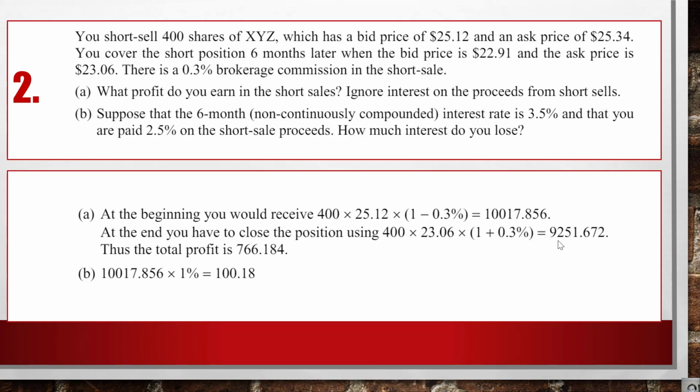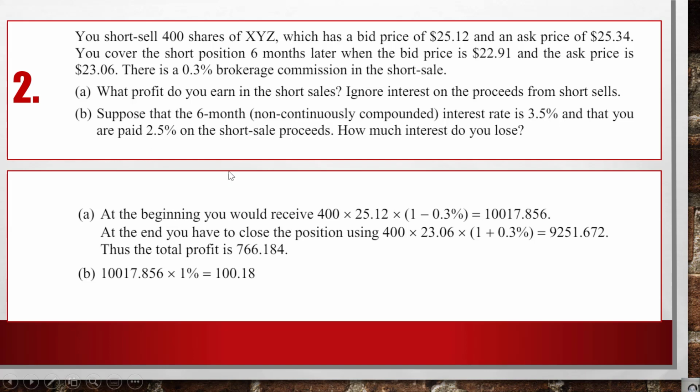And here we ignore the interest on the time value of money over 6 months. So the total profit is the gap between these two numbers. I repeat, when we sell, we subtract the brokerage fee. When we buy, we add the brokerage fee. And then suppose the 6-month non-continuously compounded interest rate is 3.5% and you are paid 2.5% on the short sale proceeds. How much interest do you lose? What you lose is the gap between the two interest rates. The interest rate is 3.5%, but you receive 2.5%, so the gap is 1%.